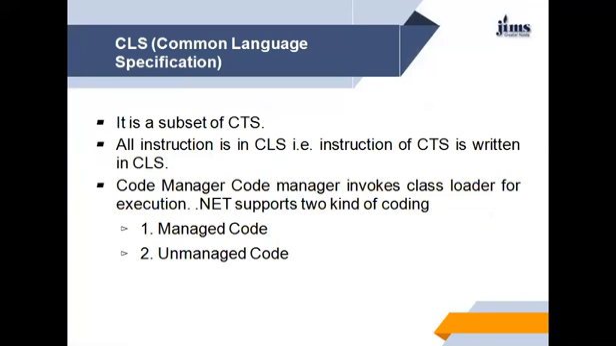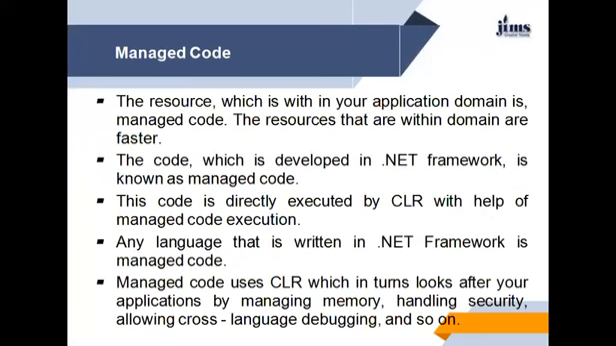.NET supports two kinds of coding. One is called managed code and another is called unmanaged code. First of all, we will see managed code. We have also discussed managed code earlier. Let's just redefine it. The resource which is within your application domain is managed code. The resources that are within the domain are faster. The code which is developed in .NET framework is known as managed code.